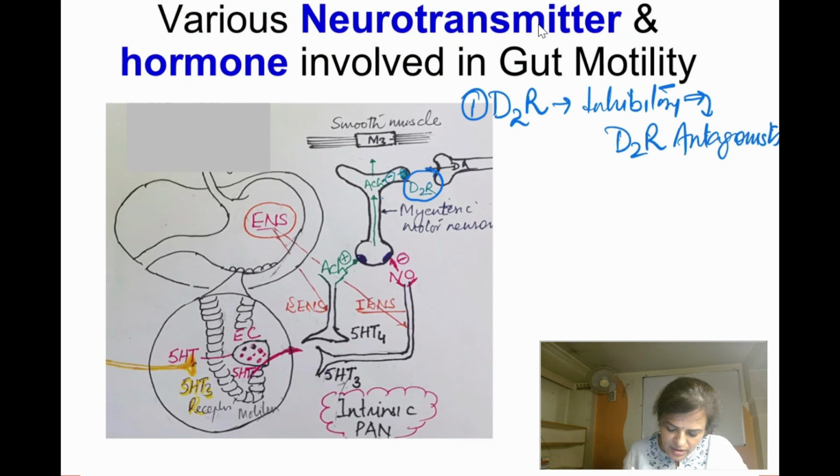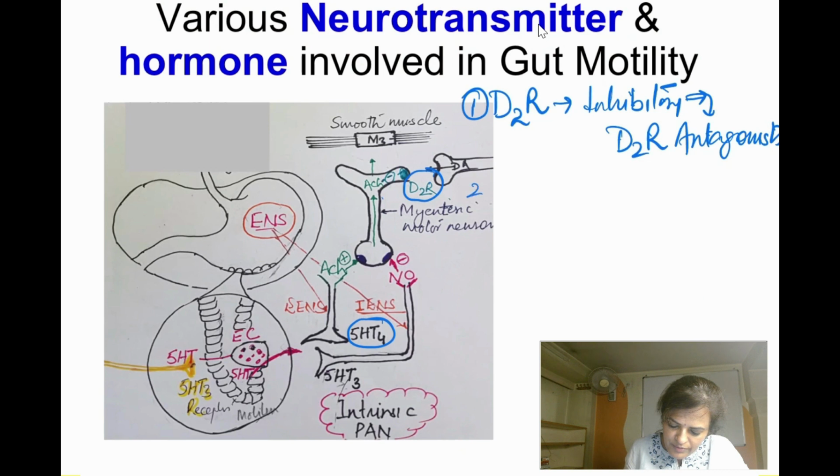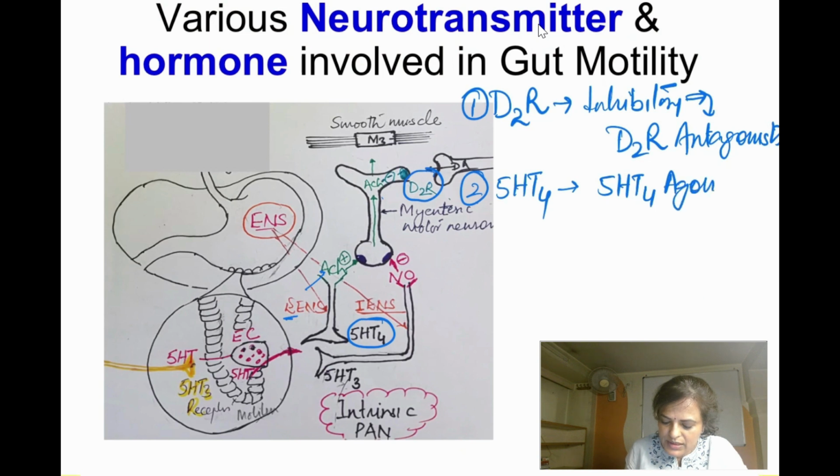Now what are the other neurotransmitters or receptors which are involved? One is dopamine, second one is serotonin. Serotonin is going to act through two types of receptor. One is 5-HT4, which exerts the excitatory effect and causes the release of acetylcholine. So with 5-HT4, we are going to use 5-HT4 agonistic drug.